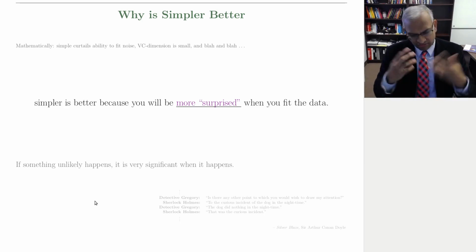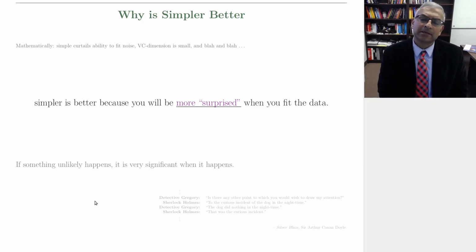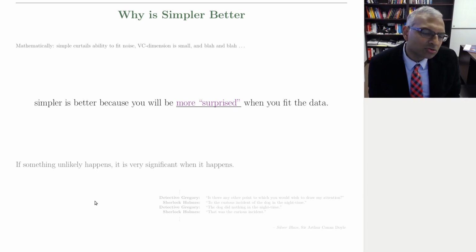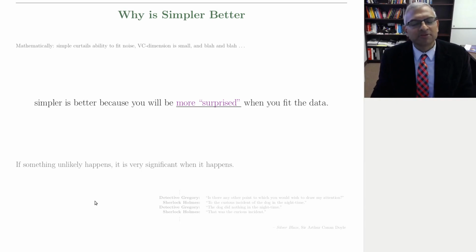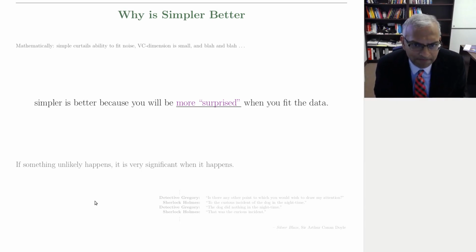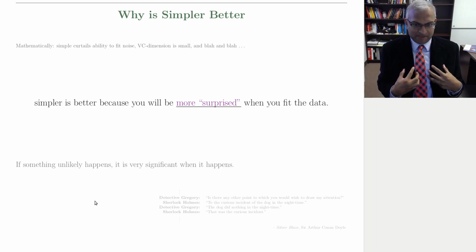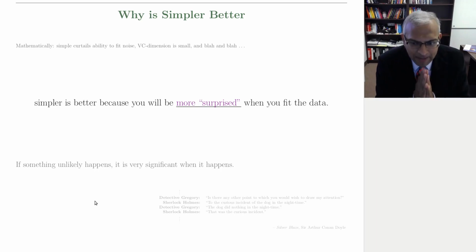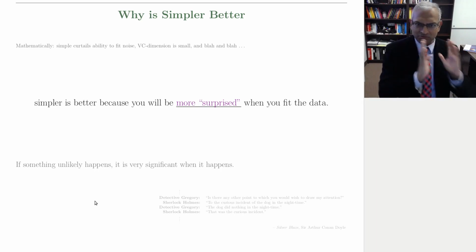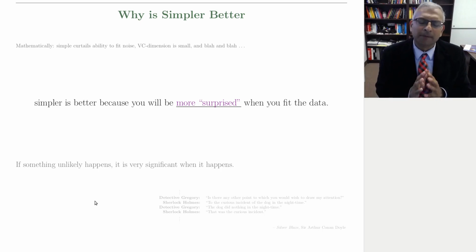And then the detective finally gets it: that means whoever committed this crime was not a stranger to the dog. Because typically crimes are committed by strangers, and the dog would have barked. And what's the moral of this story? When something unlikely happens and you get surprised, something significant has happened. Now let's take this to the context of learning, and why simpler is better.